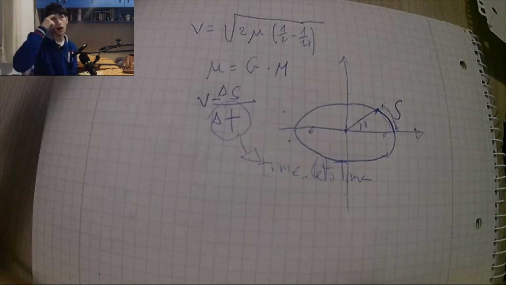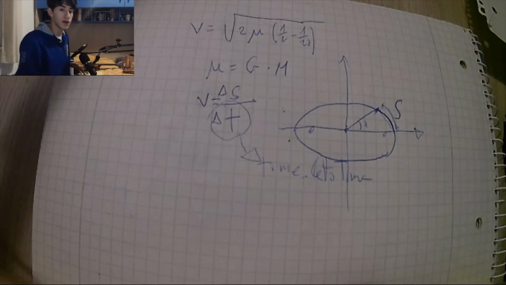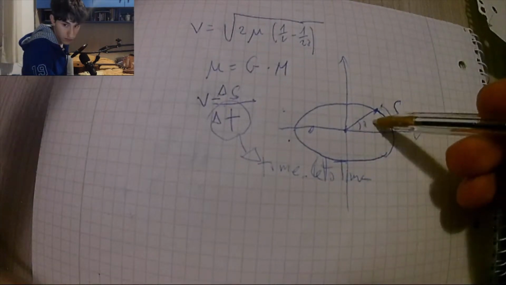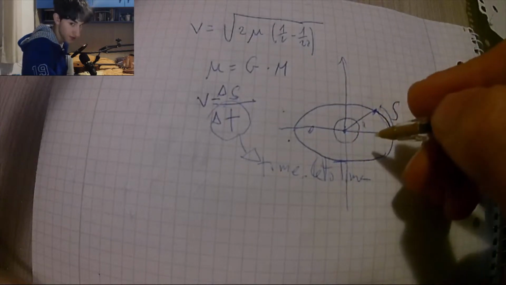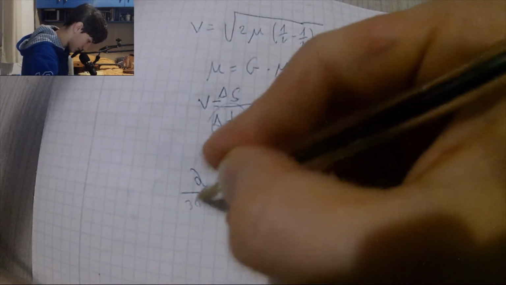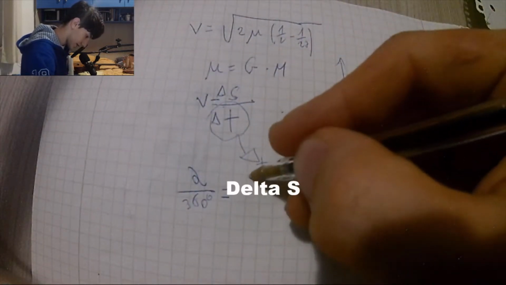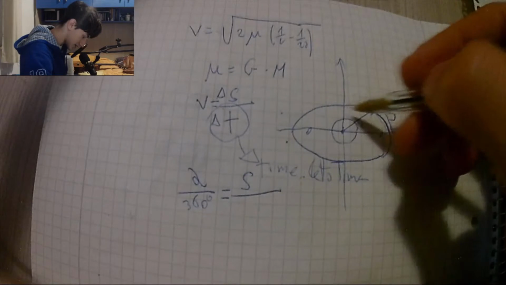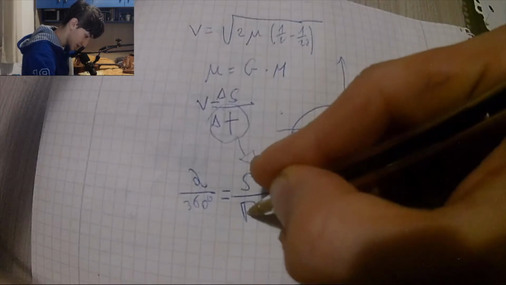Well, the real answer to this question involves calculus, but we want to simplify the thing as much as possible. So we're going to try to find the space with a proportion. We know this angle, we know that the whole angle is 360 degrees, so we know that alpha divided by 360 degrees equals s, which is the space, divided by the whole perimeter of the ellipse, which is p.